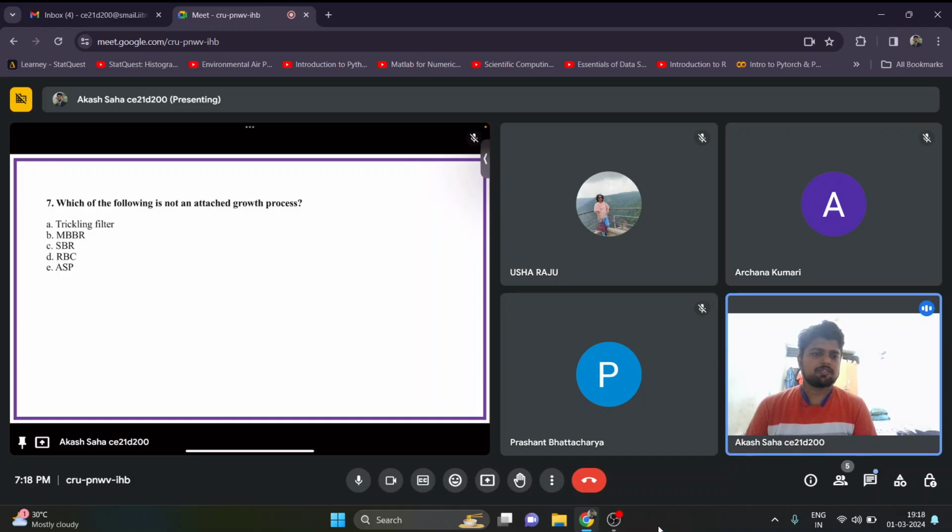Can someone tell me what is the modified process if we want to make it attached growth in sequential batch reactor? How can we make it attached growth? So we know that SBR is not an attached growth process, but how can we make it an attached growth process? Simple SBR.